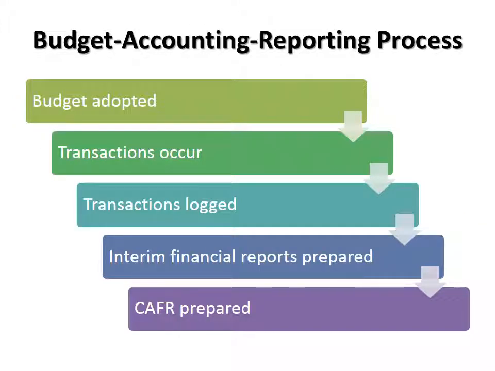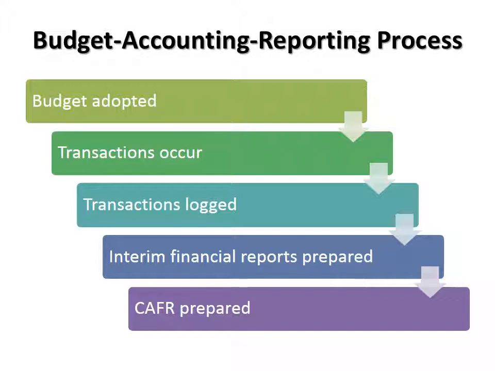This chart shows the timeline and events that link the budget, the accounting system, and financial reporting. The adoption of the budget is the first step, and this adopted budget sets the standards for financial and budgetary control. Once the fiscal year begins, budget authority commences and transactions occur. These transactions can include tax revenues received, payroll checks issued, payments made, fund transfers made, and the like. As these transactions take place, they are logged chronologically into the accounting system.